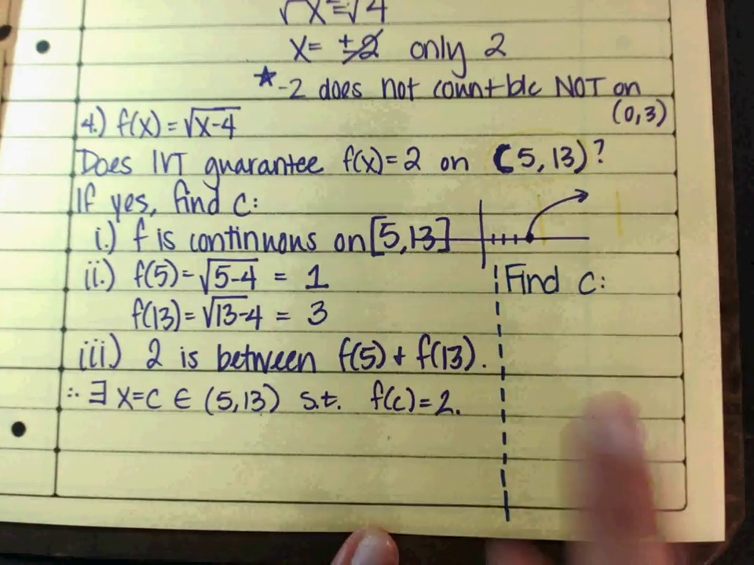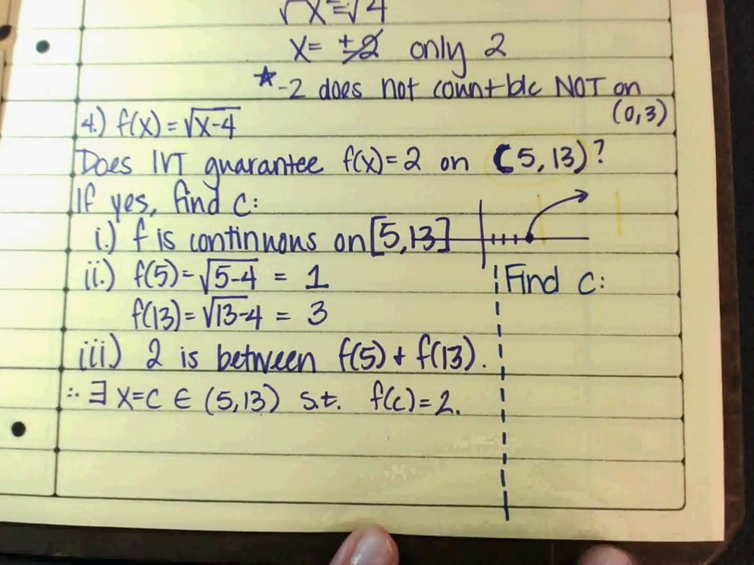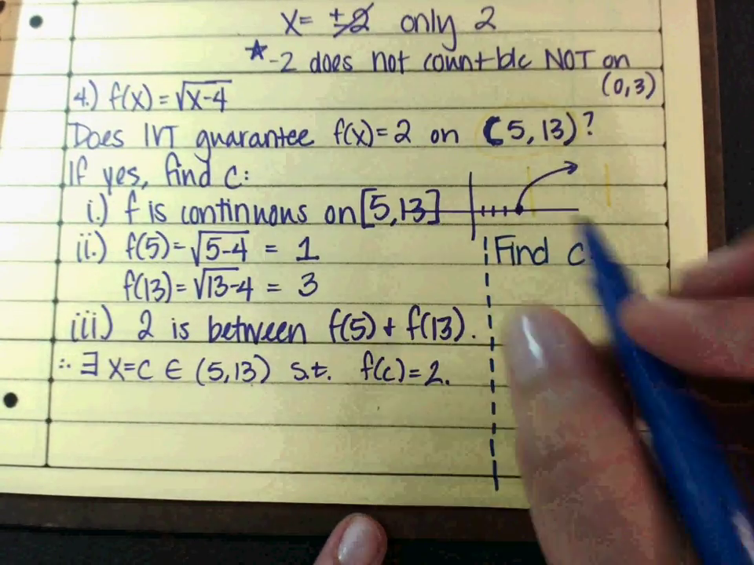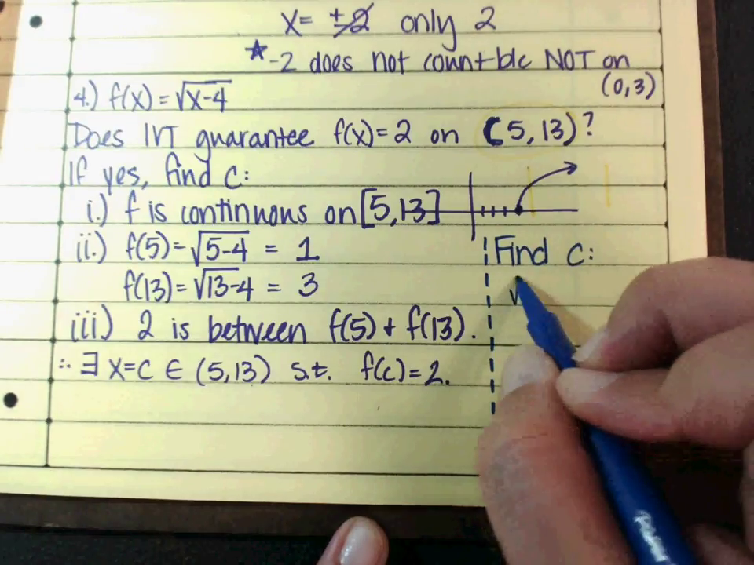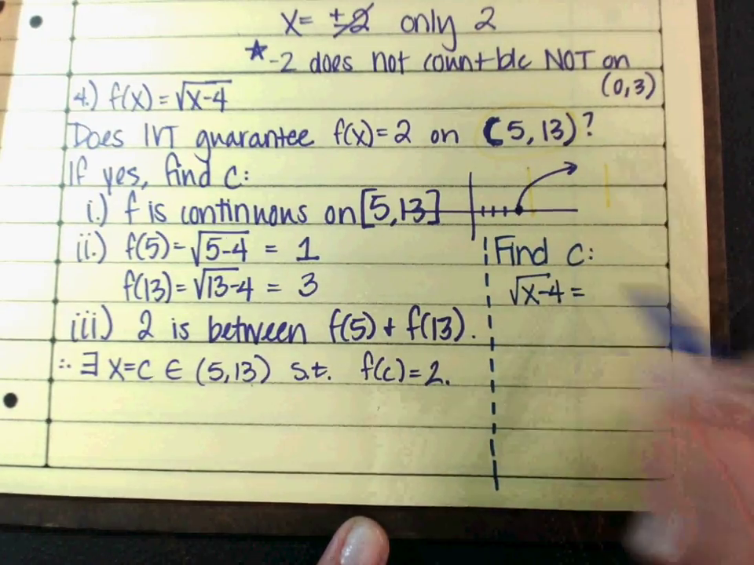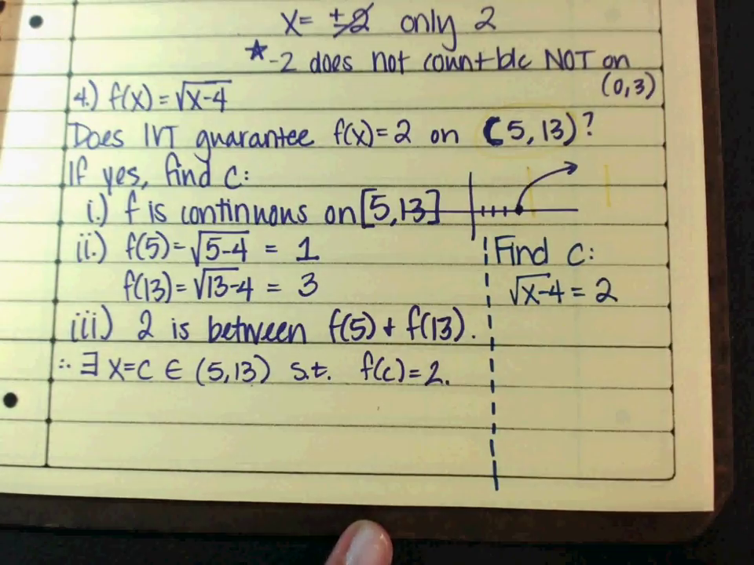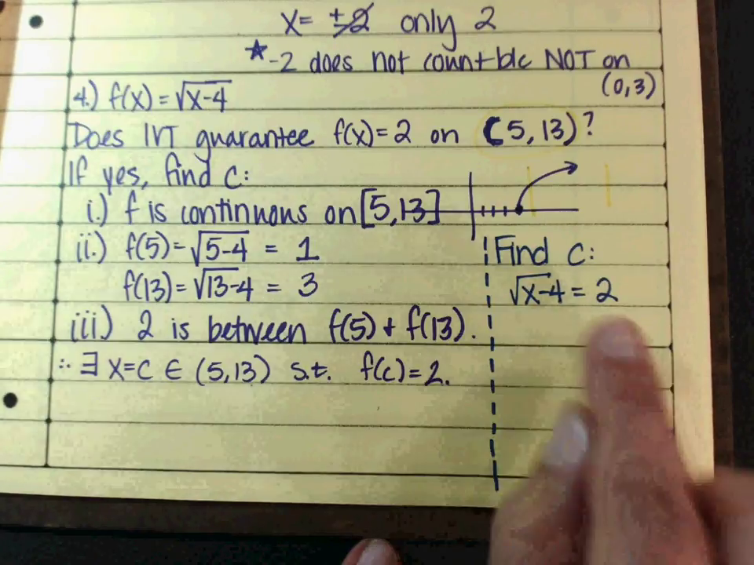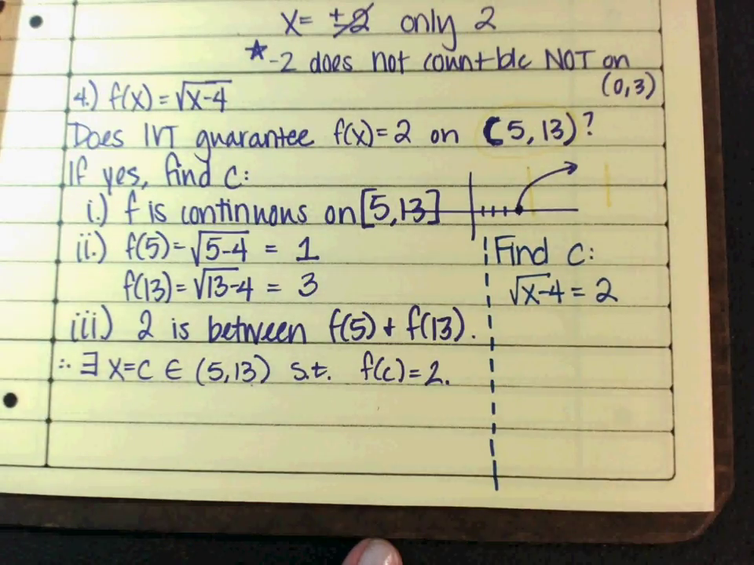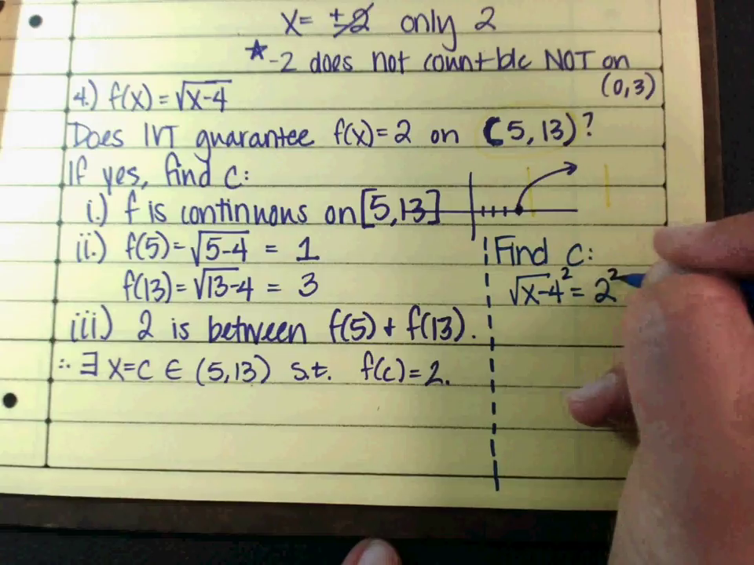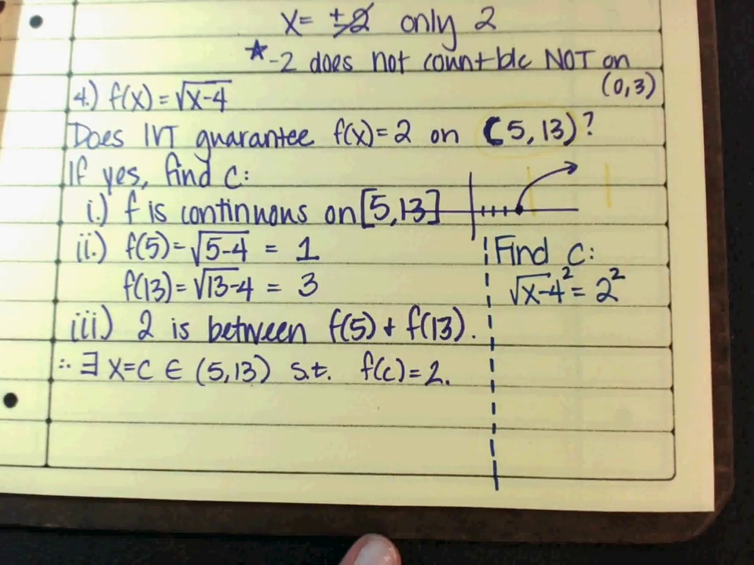Okay, to find C, I kind of ran out of room, so I'm going to write over here. What do I set equal to what? Okay, the function square root of x minus 4 equal to the number that I want, which was 2. How do we solve? Okay, good. Some people will say, oh, add the 4. Can't do it if it's inside. You have to get rid of the square root first. What is 2 squared on the opposite side?